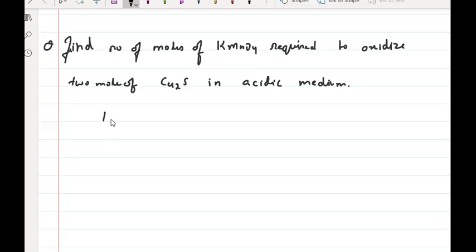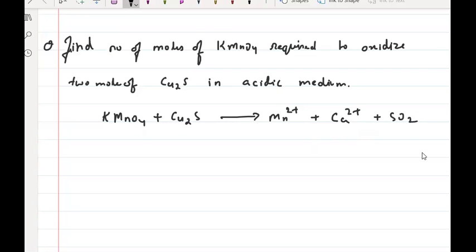But we know that if KMnO4 is acting as an oxidizing agent in acidic medium, then KMnO4 is converted into Mn2+, right, everyone? And obviously Cu2S is oxidized. Here, if you see the power, it is +1. So it is oxidized, meaning it is losing electrons. So it will become Cu2+, plus SO2. Even if you don't know SO2, it's fine. But this is the reaction.